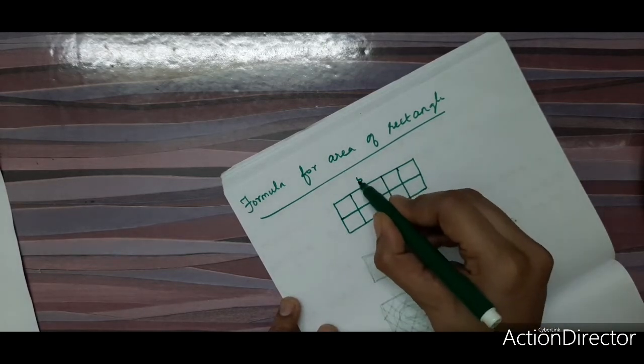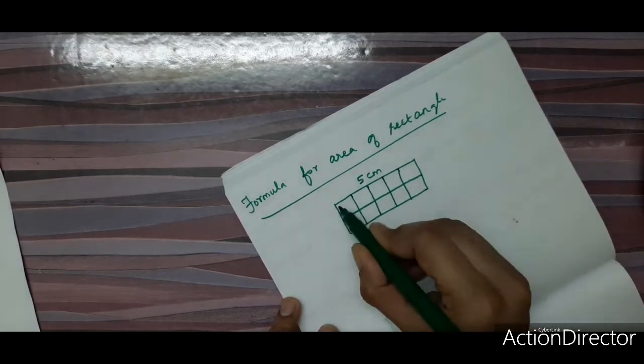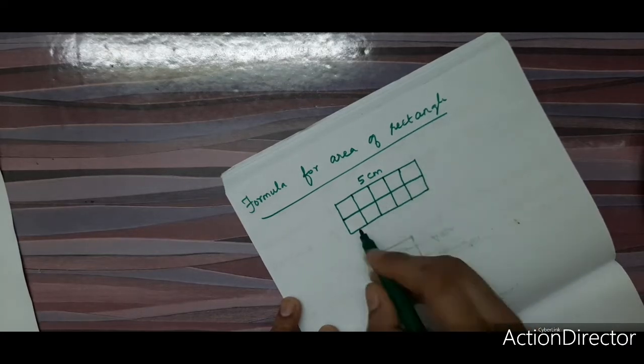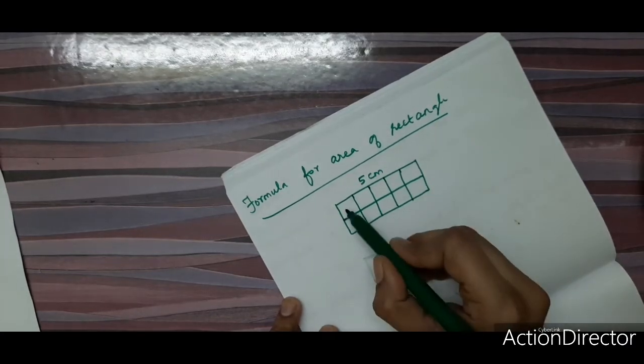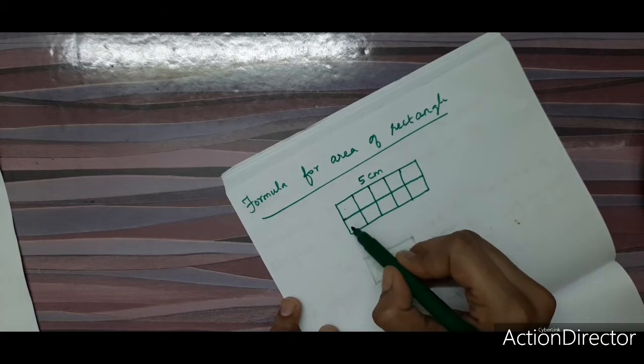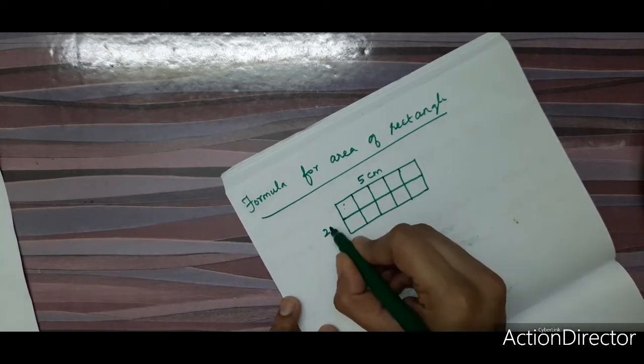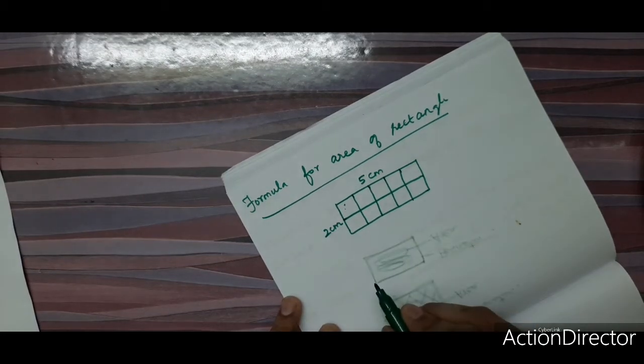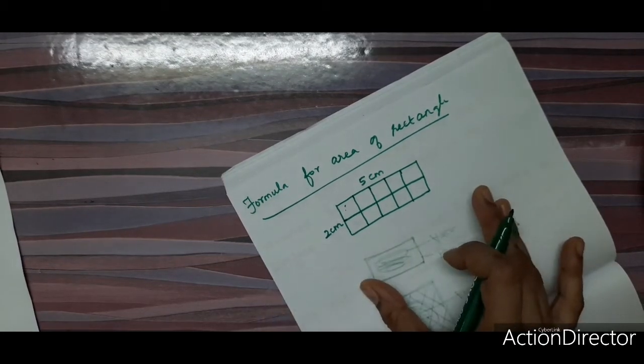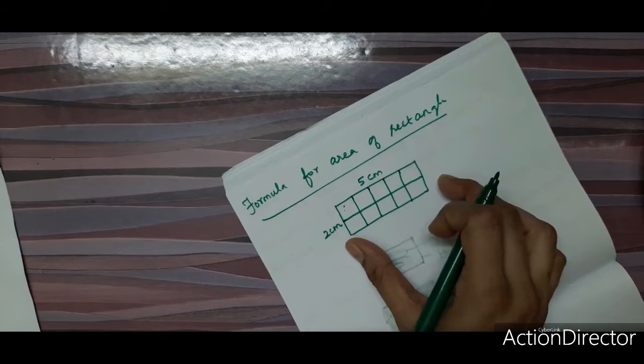So totally how many centimeters? 5 centimeters. So the length is 5 centimeters. And coming to the breadth, one box is 1 centimeter. How many centimeter boxes am I having? 2 boxes. So the breadth is 2 centimeters. Okay, so this is how I have divided the rectangle.